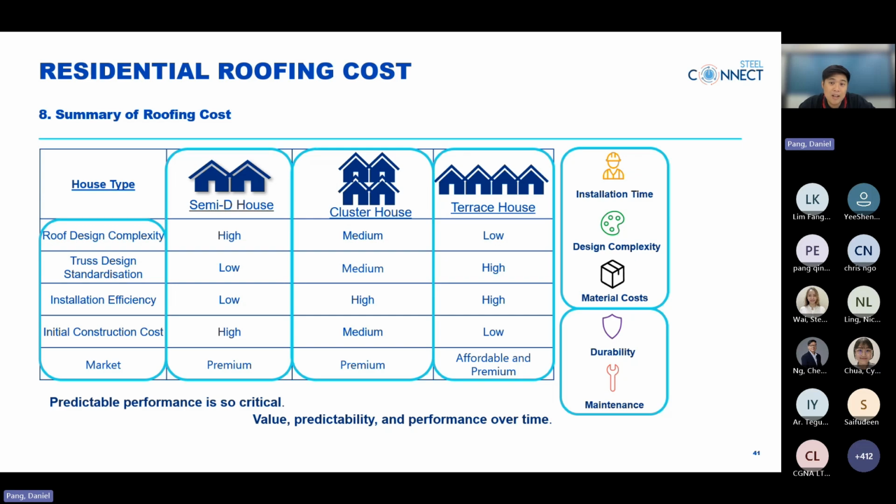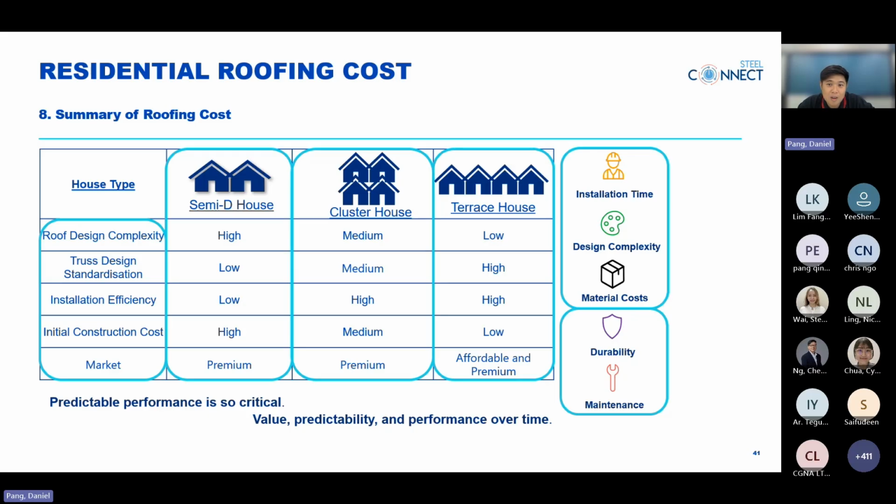just on day one. We have also seen that house types set the cost framework. Semi-D houses usually have higher complexity with a more customized roof and truss design. Cluster houses sit in the middle, balancing design flexibility and efficiency. Terrace houses are more standardized, allowing the lowest construction cost and the fastest installation time.